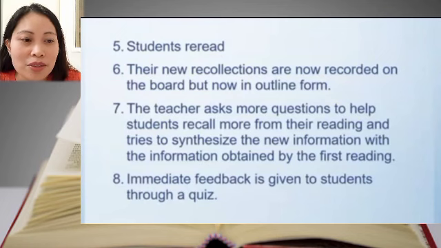Number 6, their new recollections are now recorded on the board, but now in outline form. Number 7, the teacher asks more questions to help students recall more from the reading and tries to synthesize the new information with the information obtained by the first reading. Number 8, immediate feedback is given to students through a quiz.